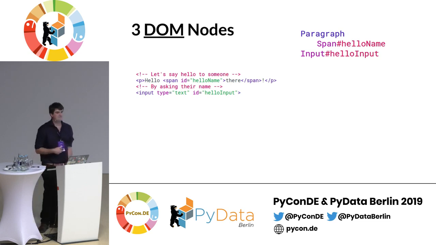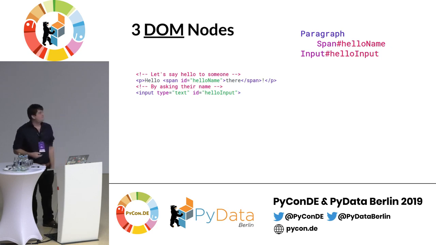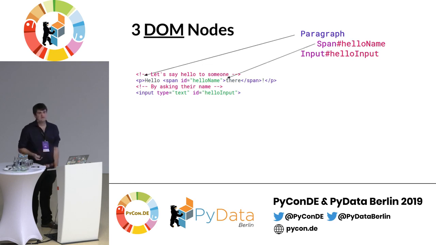So we create these three DOM nodes up here. As you can see, we've got this paragraph tag, this span, and this input. And the way that we would represent this as a tree is here we've just got a paragraph, and then the span, you can see that's there, the span with a particular ID that's denoted by that hashtag there, and likewise the input there that's denoted by that ID.